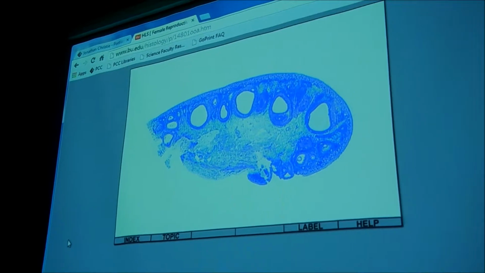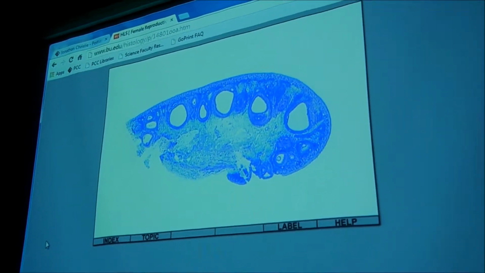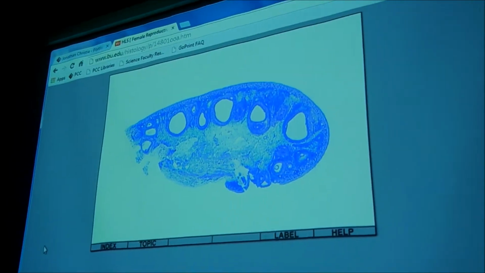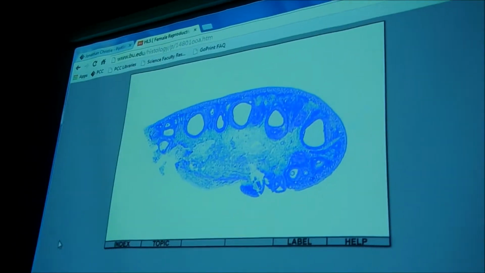Can you do it one more time? Sure. Let me zoom in. Might be better. Give me just a second.